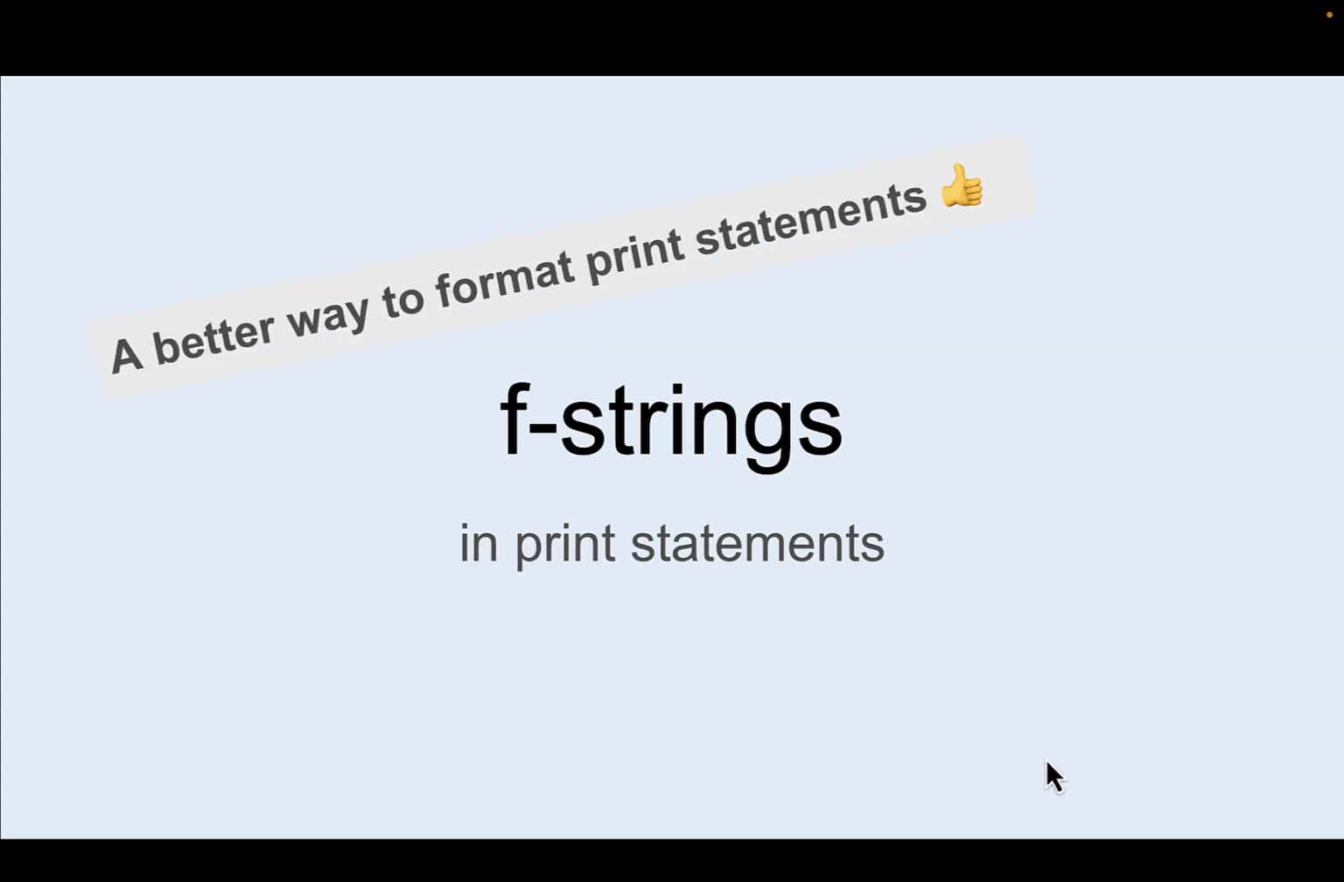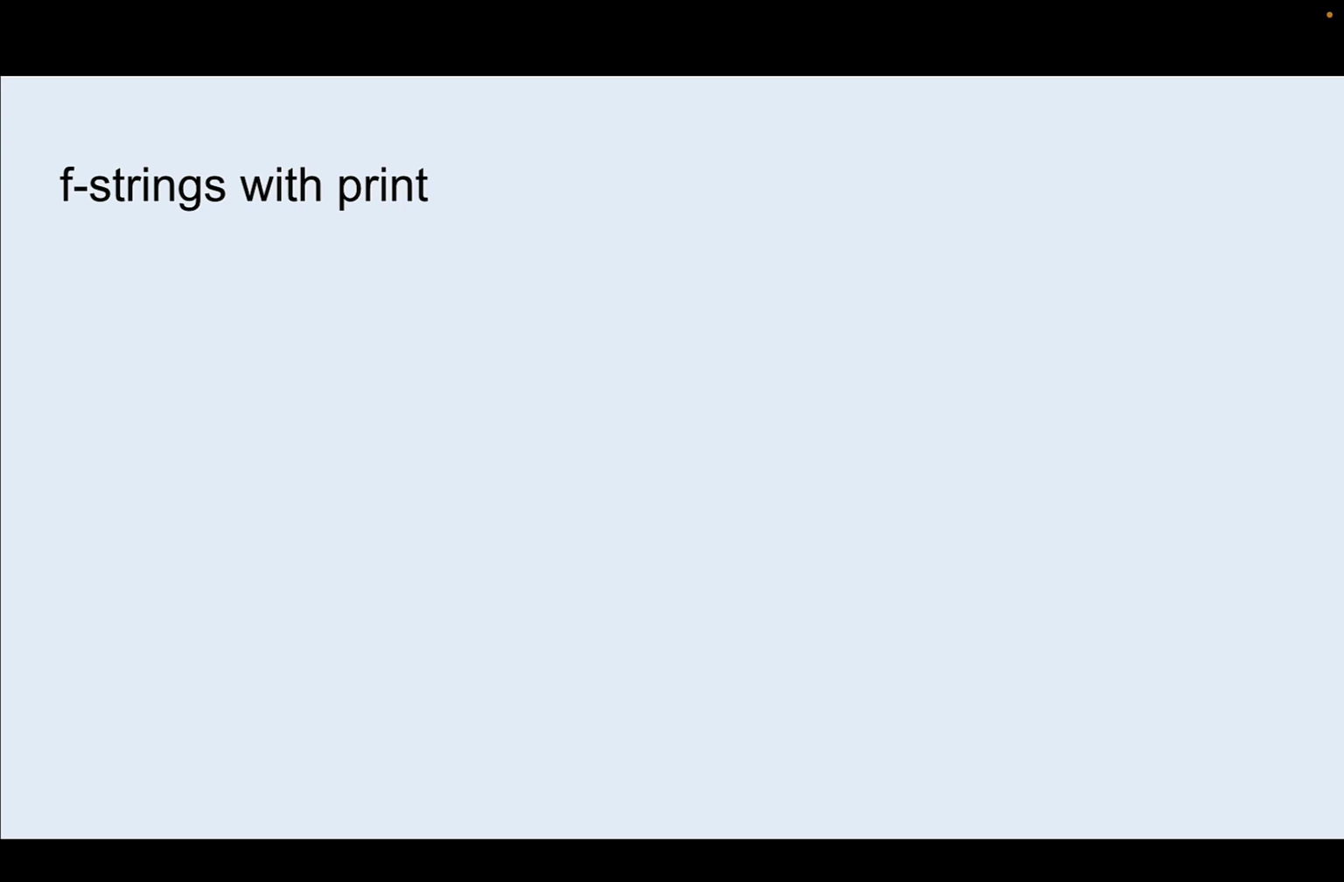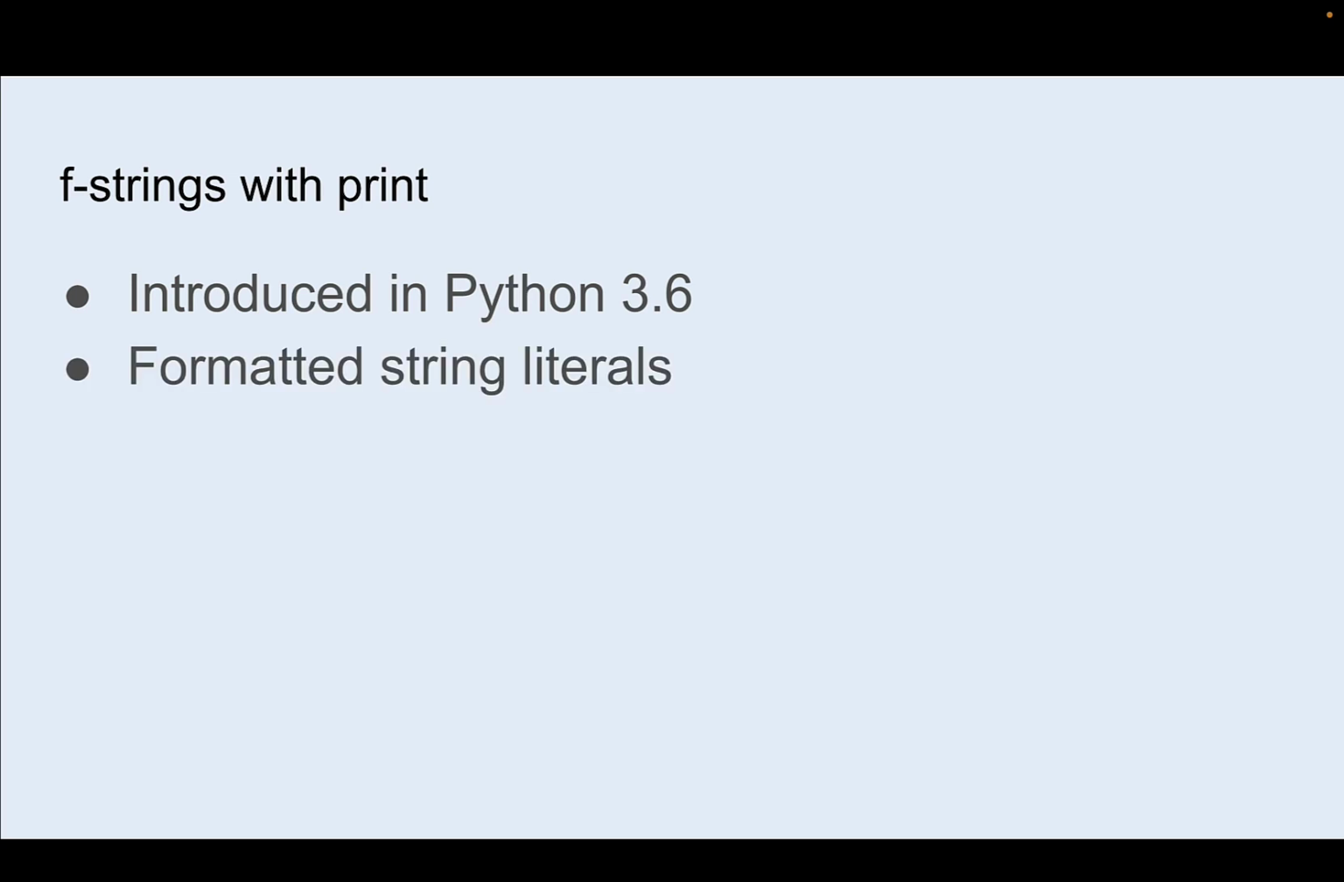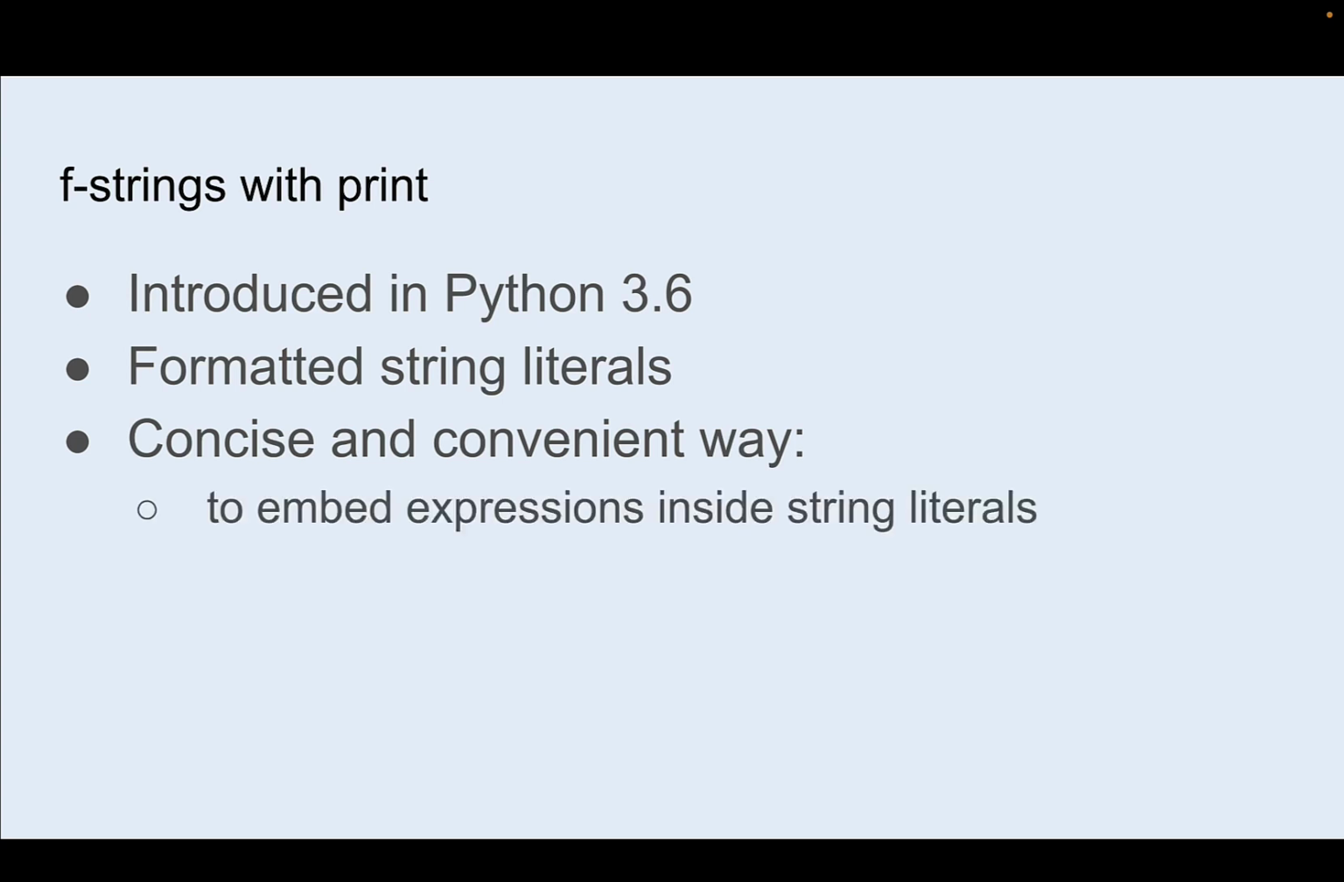All right, in this presentation, we're going to look at f-strings. Now, this is going to be a better way to have formatted print statements, and here's the reason why. Utilizing f-strings with print was introduced in Python 3.6, and most often we end up utilizing the latest version. I think the latest version at the time of recording is going to be 3.12 or 3.10. So, formatted string literals are a concise and convenient way to format the output.